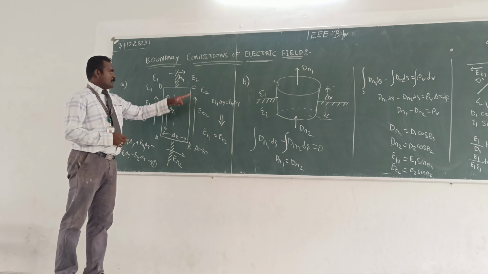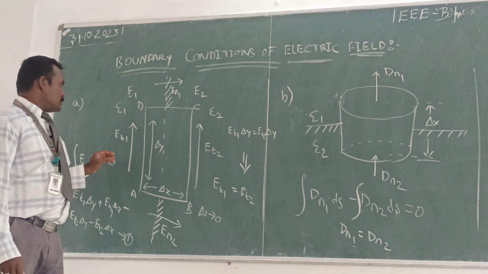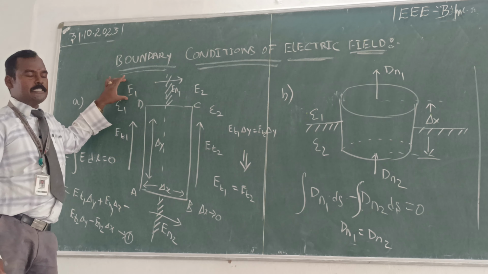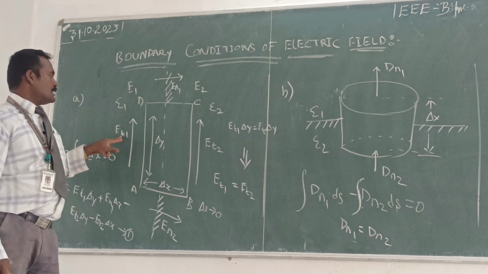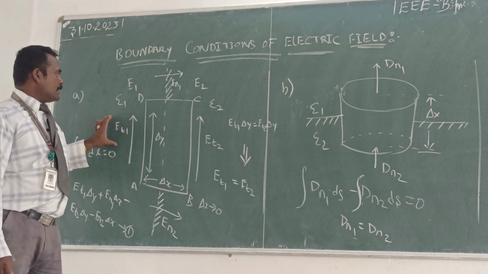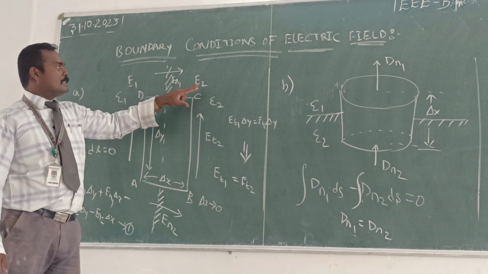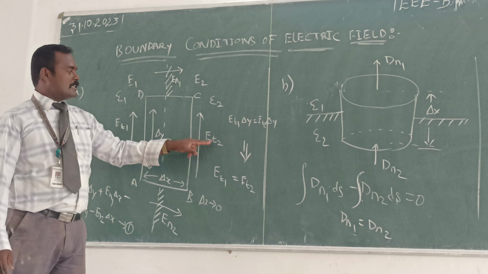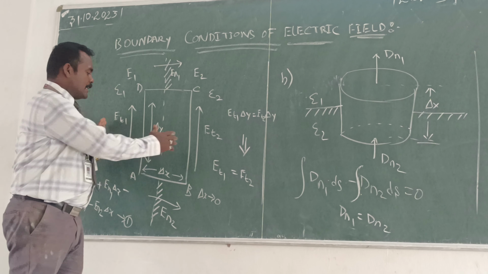You can consider two different media. The length is del Y and the breadth is del X. We segregate the box into two media. Medium 1 has electric field intensity E1 and permittivity epsilon 1, with the tangential component of electric field intensity in medium 1. Similarly, medium 2 has electric field intensity E2, its tangential component, and relative permittivity. So we have notated everything for both media.